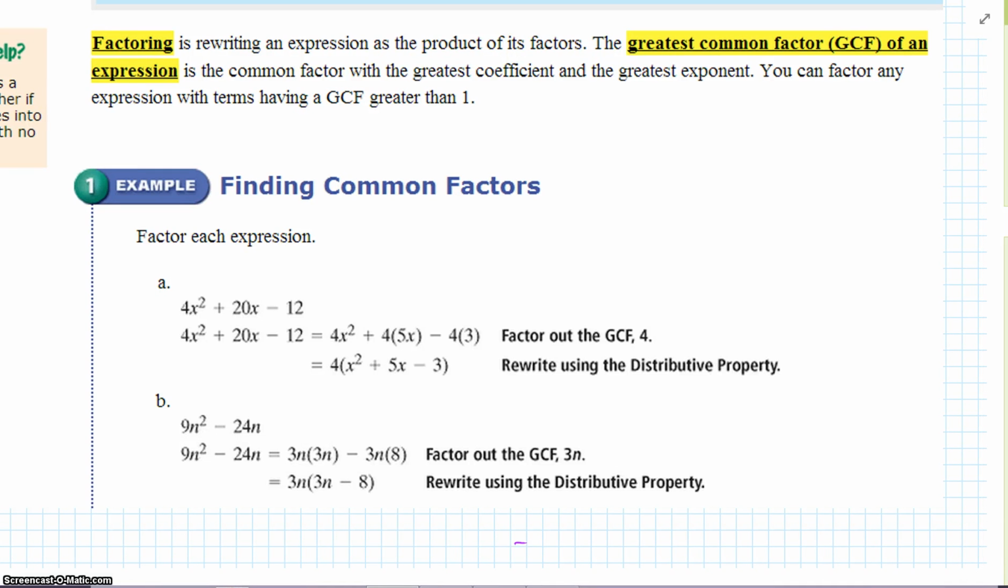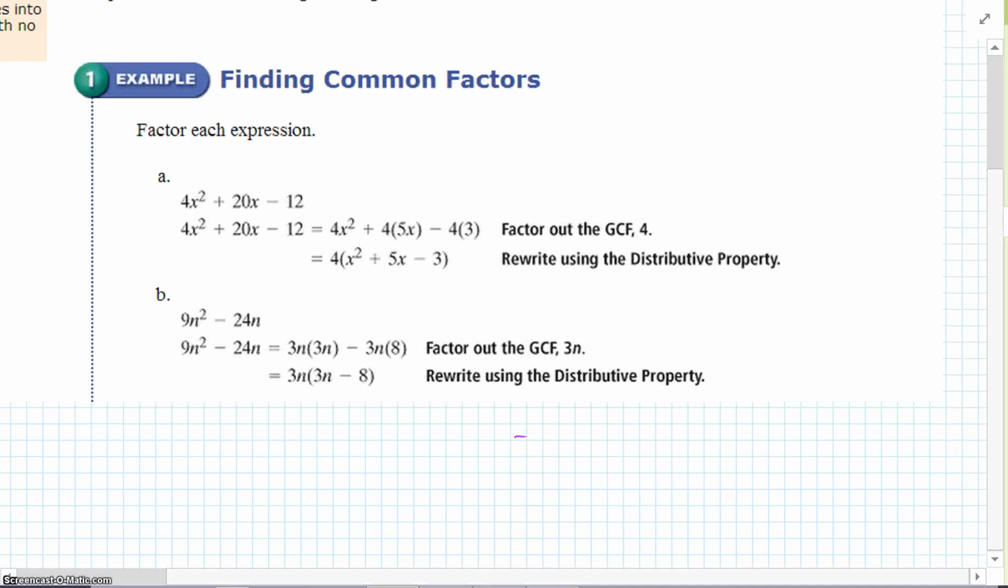Factoring is rewriting an expression as the product of its factors. The GCF, or the greatest common factor of an expression, is the common factor with the greatest coefficient and the greatest exponent. You can factor any expression with terms having a GCF greater than 1. So let's look at A. All right, 4x squared plus 20x minus 12. If you look at that, you can notice the greatest common factor amongst each term is 4. So if we factor out a 4, it's going to be 4 times, in parentheses, x squared plus 5x minus 3. We're just using the distributive property.